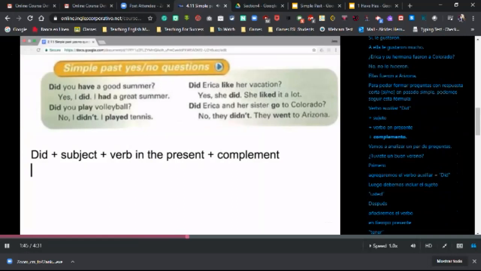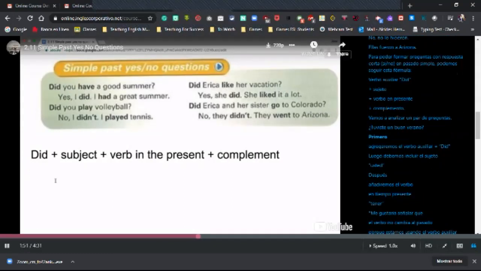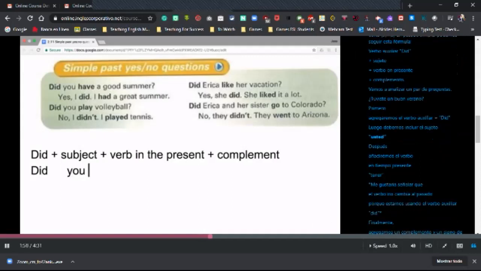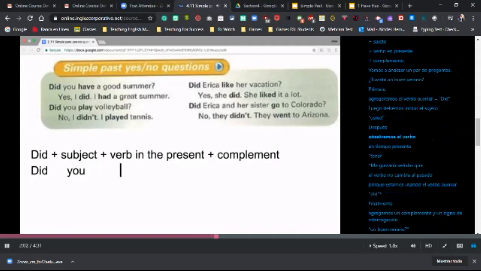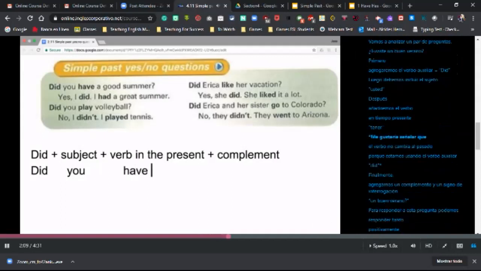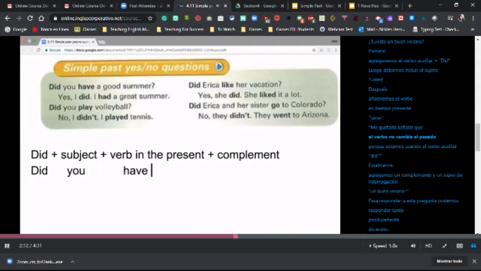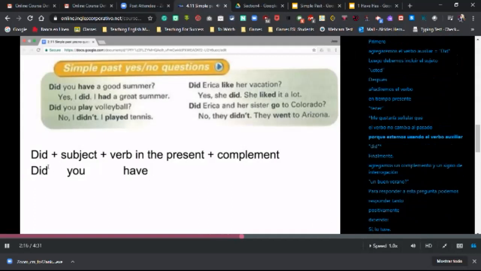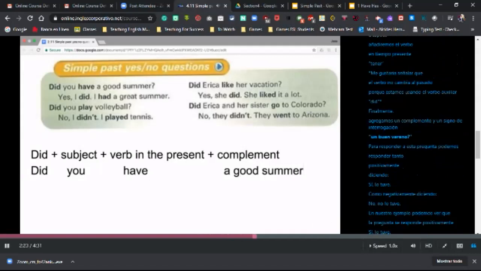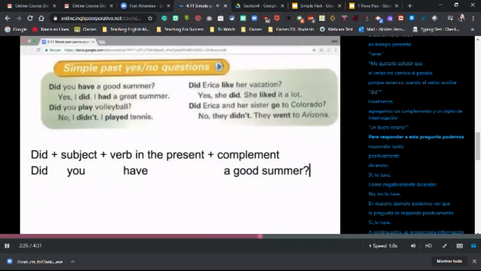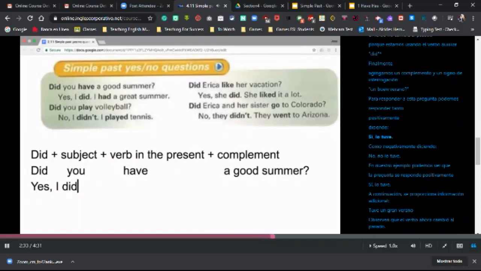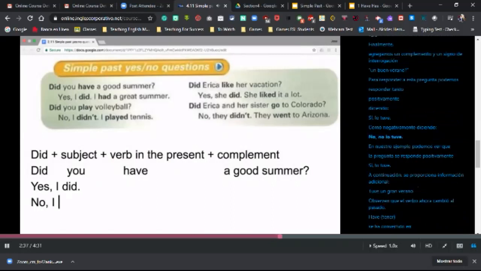Let's analyze a couple of questions. Did you have a good summer? First, we will add the auxiliary verb did. Next, we need to include the subject, you. After that, we will add the verb in the present tense, have. I would like to point out that the verb doesn't change to the past because we are using the auxiliary verb did. Finally, we add a complement and a question mark: a good summer. To answer this question, we can answer either positively by saying, yes, I did, or negatively by saying, no, I didn't.